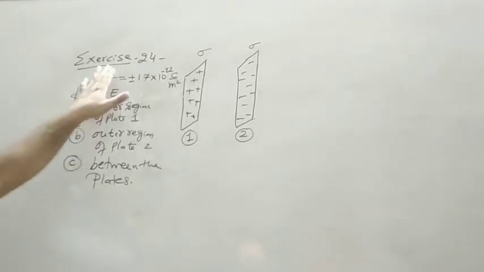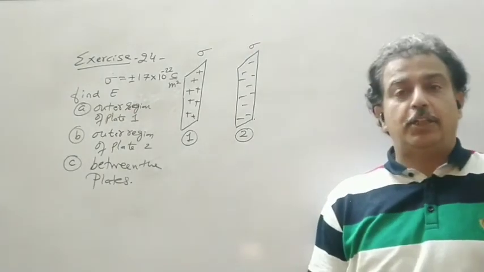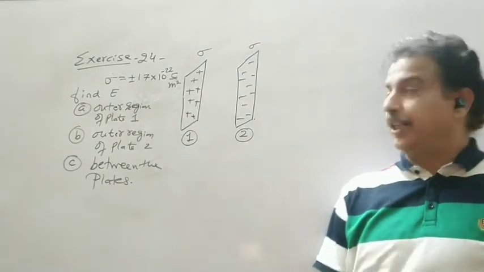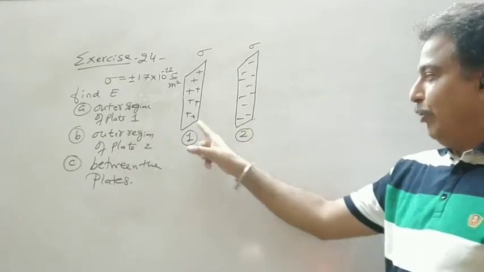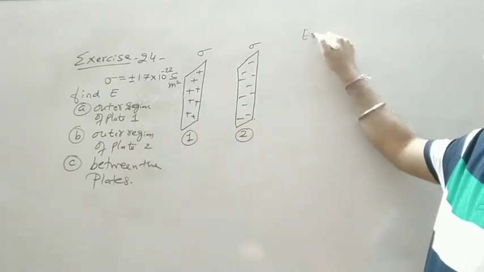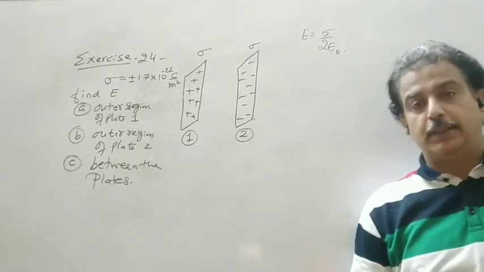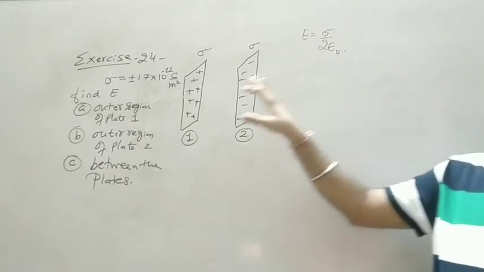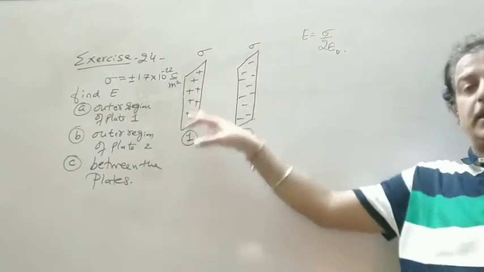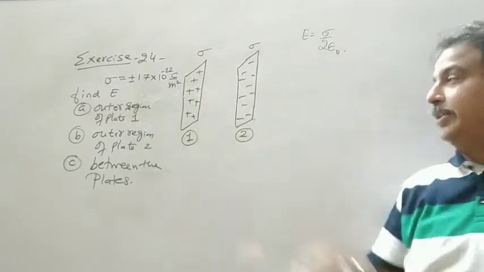Now let us see question number 24. It is related to the infinite plane sheet. For one plane sheet, we have derived E is equal to sigma upon 2 epsilon naught. This was our final derivation when we have taken an infinitely charged uniform plane sheet.